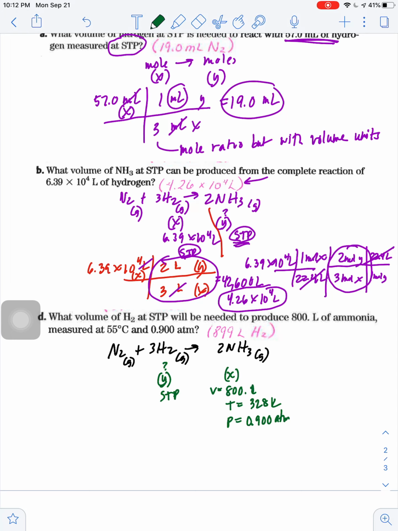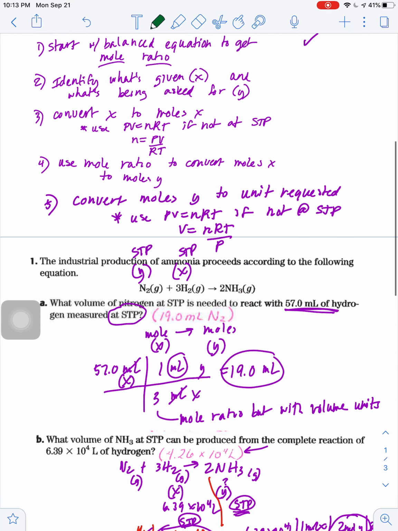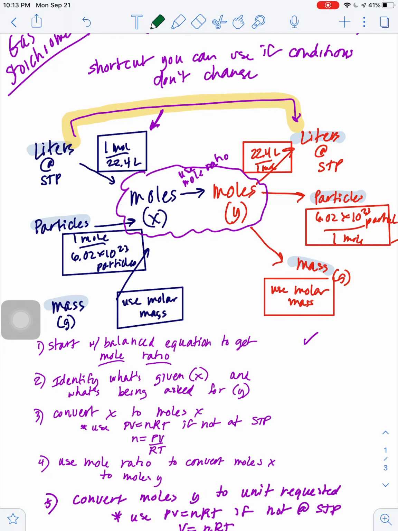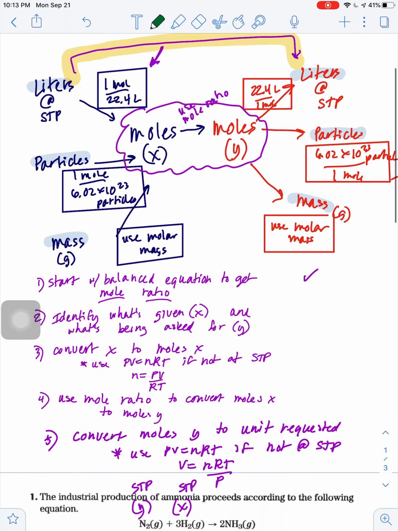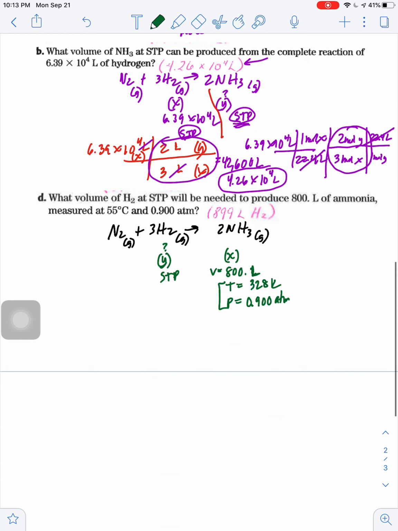Okay, so our information is gathered up. We are given an amount in liters of X and asked to find Y. The conditions changed from the beginning to the end. Here we're at one set of temperatures and pressures, and at the end we're at STP, which would be 273 Kelvin and 1 atmosphere. So we can't use the shortcut. We can't just skip over the first and the last conversion factors.